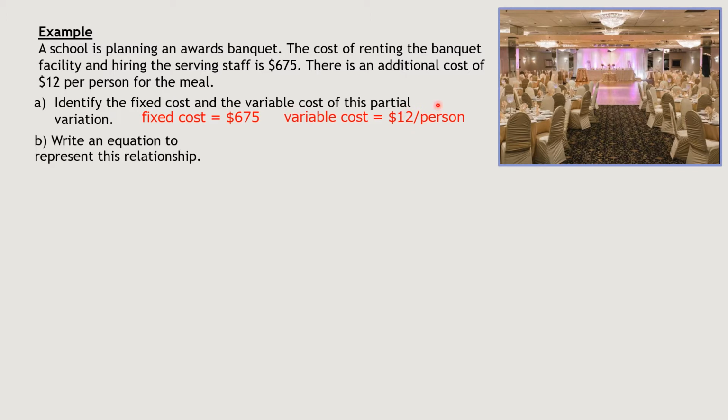The next part says write an equation to represent this relationship. Okay, equation. Well, we don't have any letters or anything here. There's no x's or y's or anything. So we need to identify some variables. We're going to have P represent the number of people. Again, anytime you see a slash with person, this needs a variable. So this is going to be number of people. And then the other part of the question is the total cost. Your 675 plus all of this, that's your total cost. So those are the two variables that we're going to use.